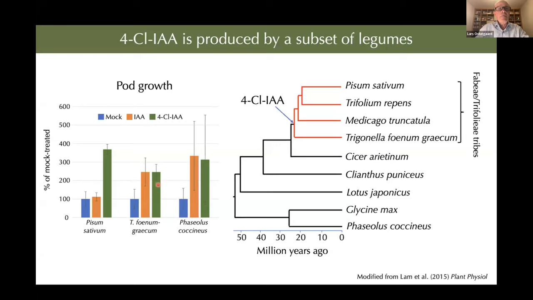Because when you apply IAA or 4-Cl-IAA to a deseeded pod, the Trigonella pods will grow equally after application. Whereas, as you can see for Pisum, as we showed before in the videos, it's only 4-Cl-IAA that induces growth. Whereas for bean, Phaseolus coccineus, there's also no ability to differentiate between the IAA and the 4-Cl-IAA signal.